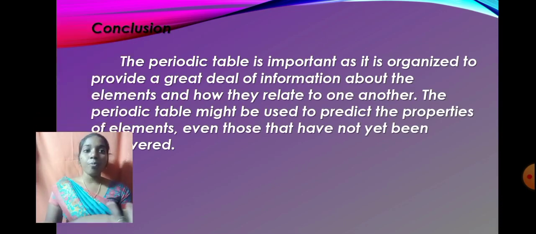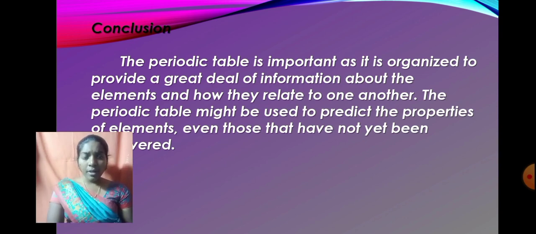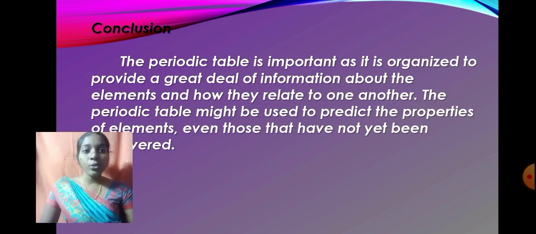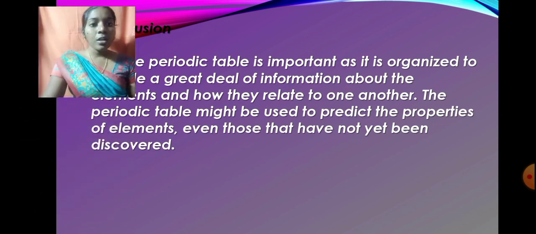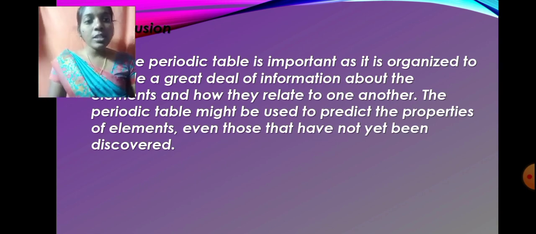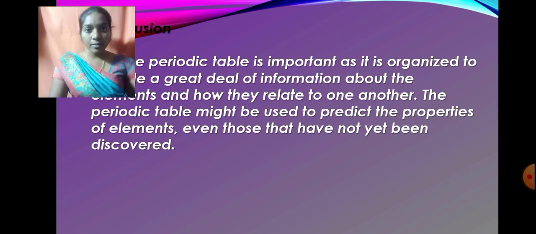Conclusion. The periodic table is important as it is organized to provide a great deal of information about the elements and how they are related to one another. The periodic table might be used to predict the properties of elements, even those that have not yet been discovered.